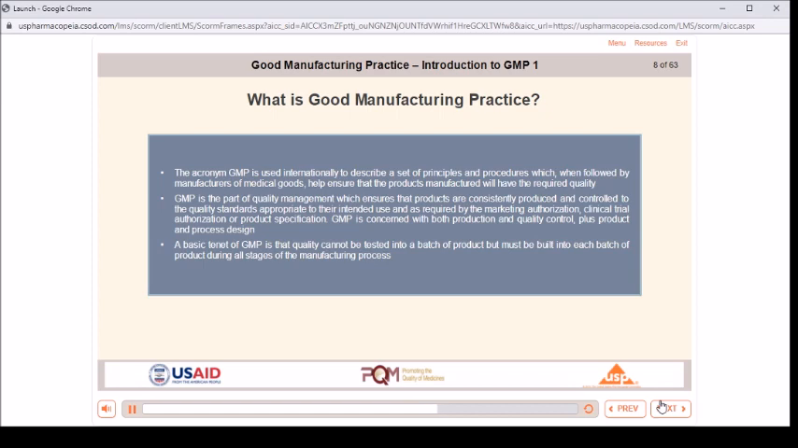GMP is concerned with both production and quality control, plus product and process design. A basic tenet of GMP is that quality cannot be tested into a batch of product, but must be built into each batch of product during all stages of the manufacturing process.